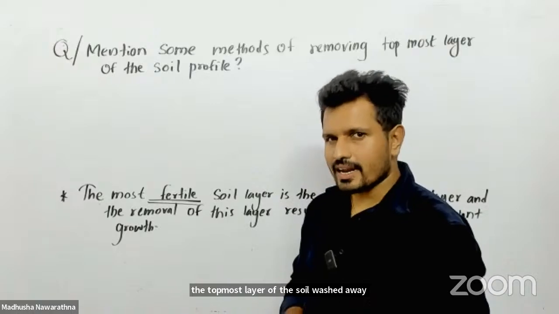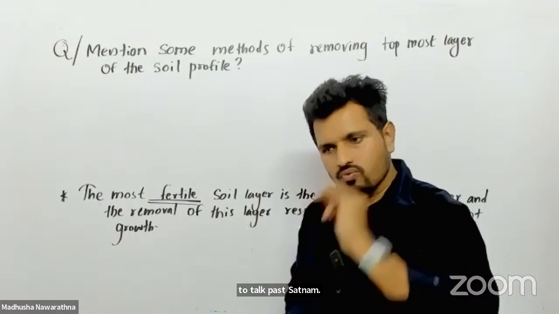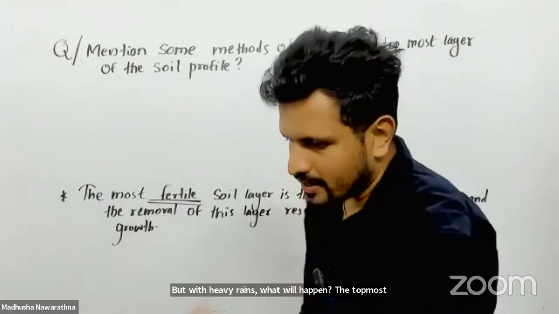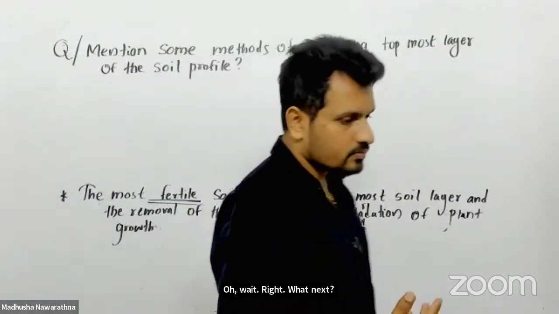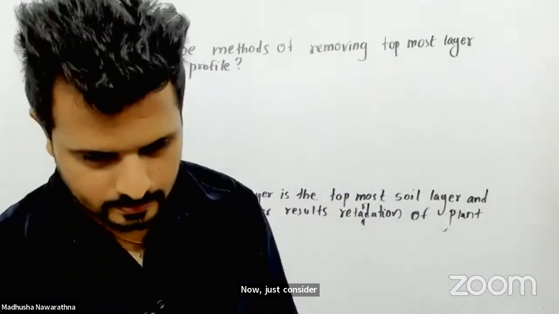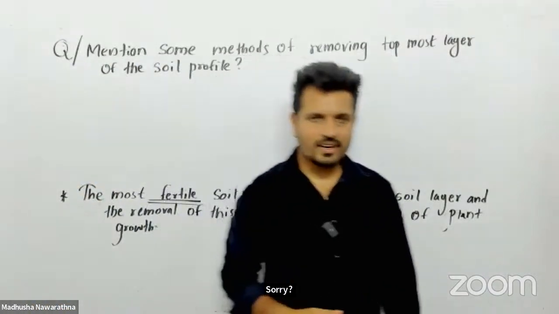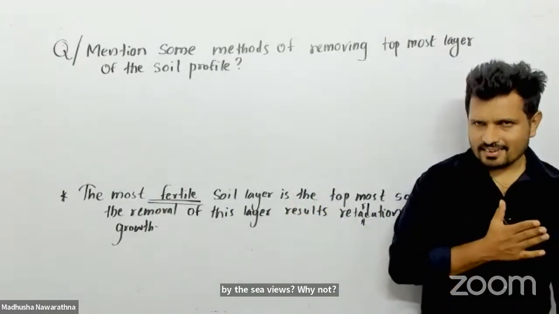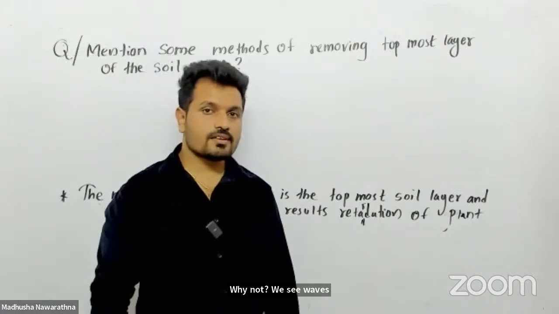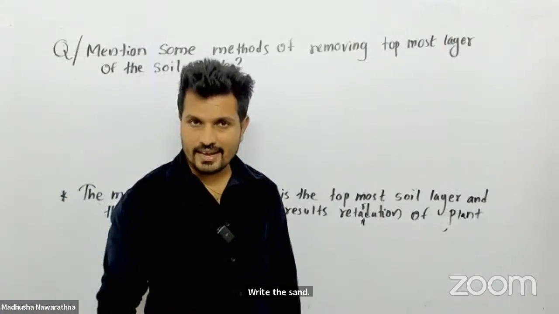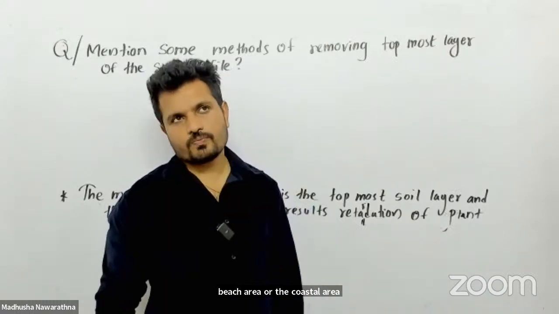It doesn't happen with just a little rain. But with heavy rains, what will happen? The topmost layer will be washed away. Right. What next? Why sea waves in coastal areas? Why not with the sea waves? Right, the sand or the soil in the beach area or the coastal area will wash away. So this is also a kind of soil erosion.